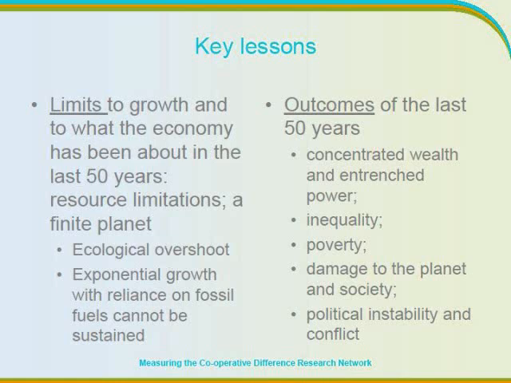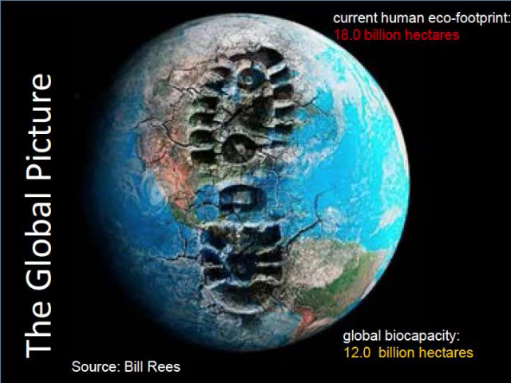The outcomes of the last 50 years were in the other grouping: the concentrated wealth and entrenched power, the inequality and the increase in inequality and poverty, the damage we are doing to the planet and the society, and following political instability and conflict. So that's pretty much where we are. So this is one. I'm using some of the pictures from our presentations, but you have all the presentations on the website now. If they're not there right this moment, they should be today or tomorrow.